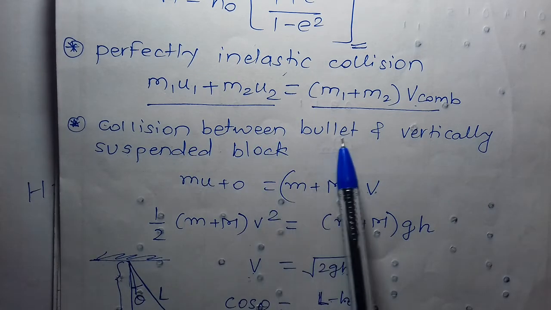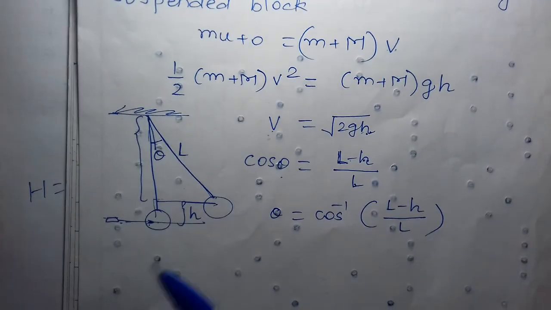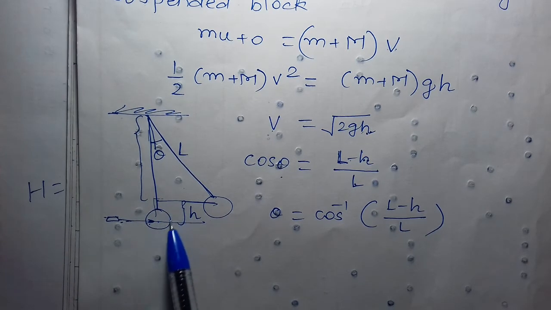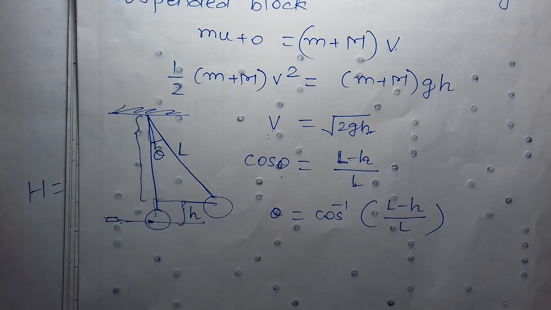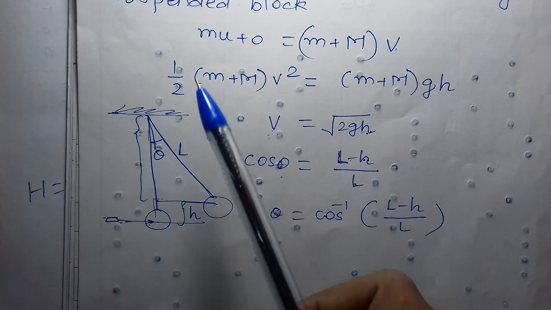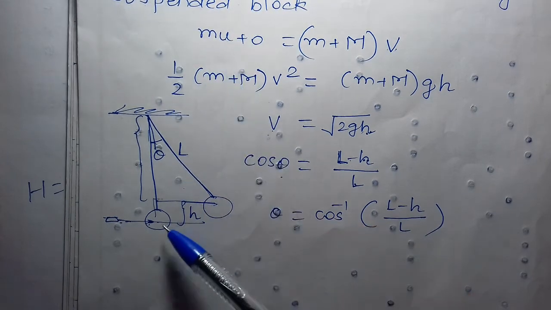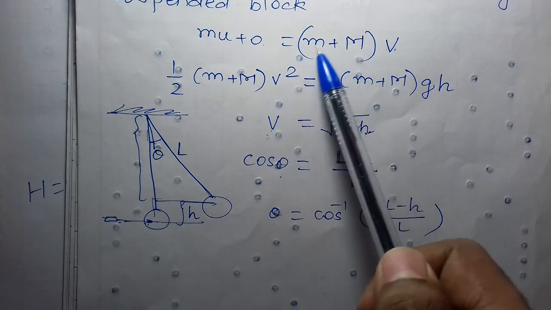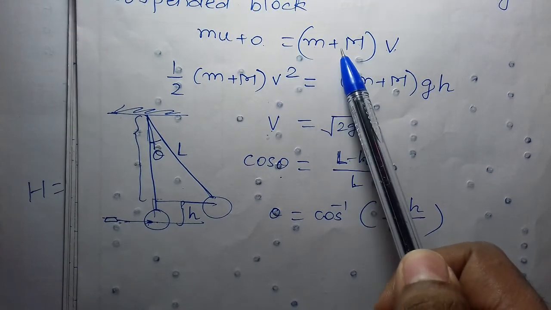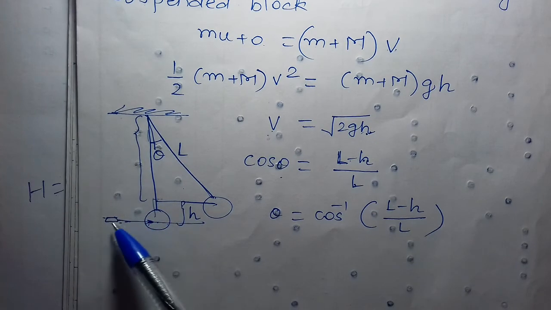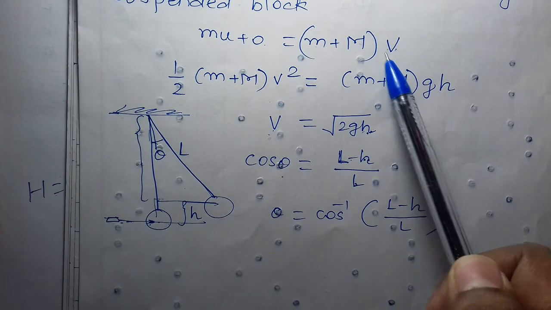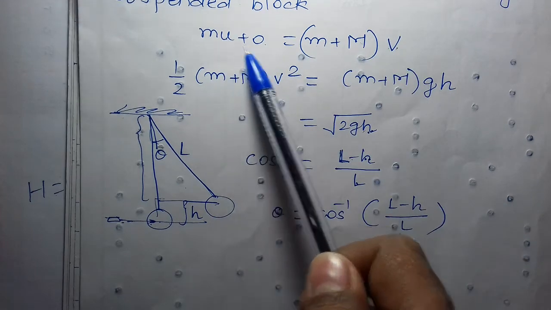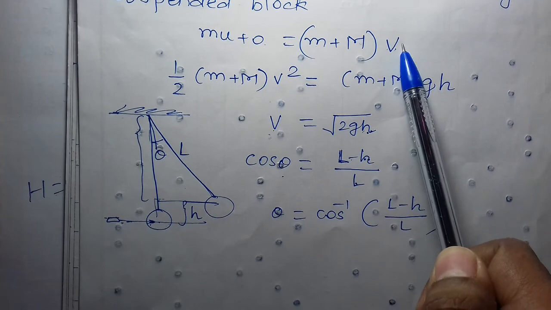Then consider a collision between a bullet and a vertically suspended block. The bullet comes and hits the block, and they combine and get velocity V. The initial momentum of the bullet is m into u, and the block is stationary, so its momentum is 0. After collision both combine, so the mass becomes m plus capital M, with velocity V. Initial momentum is equal to final momentum, so capital V is equal to mu upon (capital M plus small m). So V can be calculated.